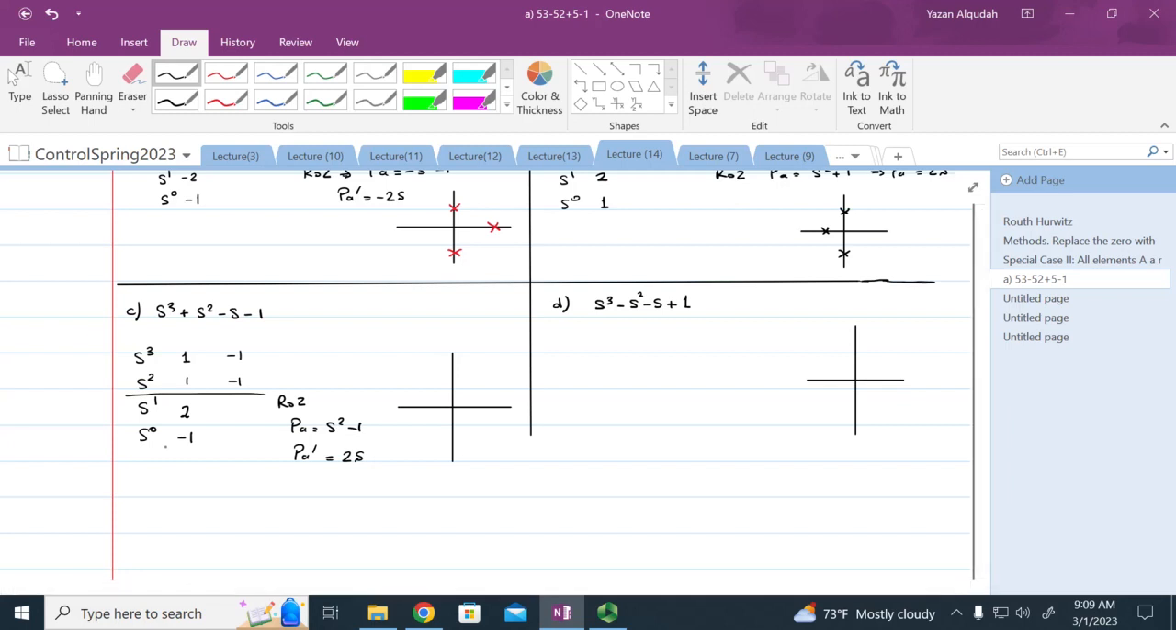How many sign changes I have here? None. How many sign changes I have here? 1. So where are the roots? I'm going to have 1 in the right half side and 2 in the left hand side. Does that make sense? So remember, I have s squared as a factor of this polynomial. So how many roots are left? 1 root that is above this calculation. That root happens to have no sign changes, which means this root is in the left hand side, and these 2 roots are coming from this auxiliary polynomial.